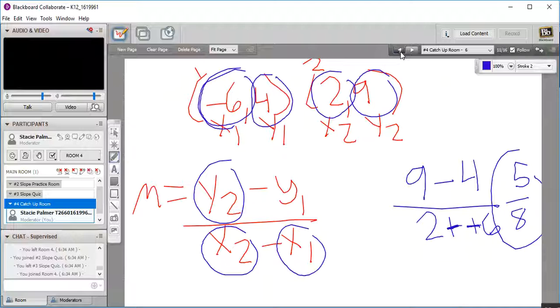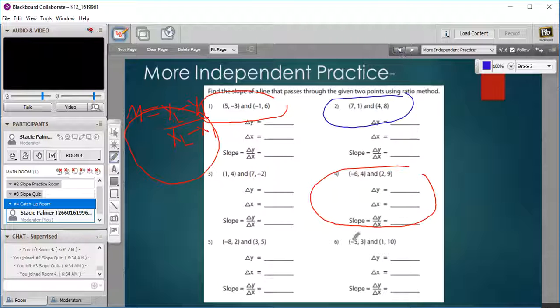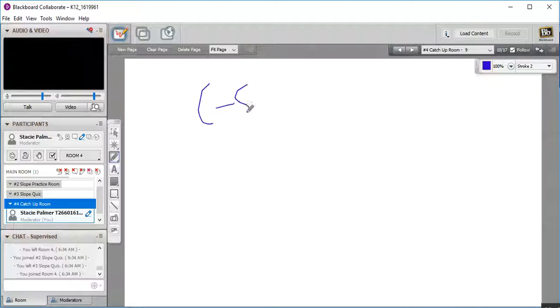Okay, let's go ahead and do one more, and then I think you guys are going to be ready for your quiz. And if you're not, you can come practice a few more of these with me in the practice room. So -8, 2, and 3, 5.